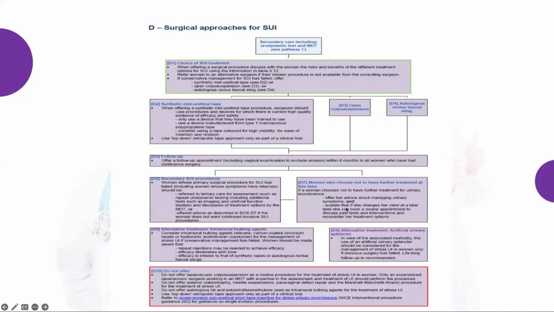This is only done once all these above measures have failed, okay? And what they say is, do not offer a laparoscopic colposuspension as a routine procedure, so they prefer open colposuspension, okay? Only an experienced laparoscopic surgeon working in a multidisciplinary team with expertise in assessment and treatment of urinary incontinence should perform these procedures. So anterior colporrhaphy, needle suspensions, paravaginal defect repair, and Marshall-Marchetti-Krantz procedure are not treatments of urinary stress incontinence.